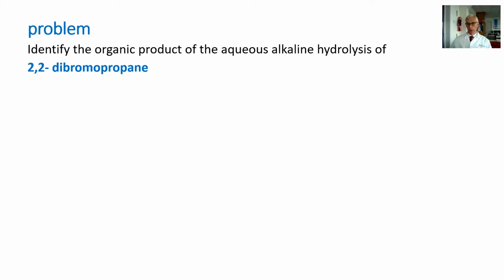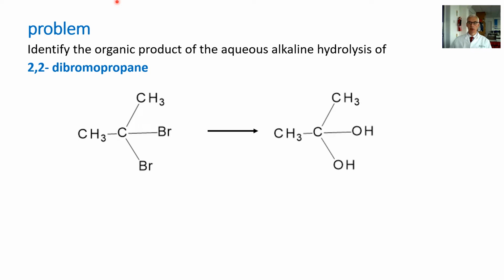So, I'd like to give you a problem. Identify the organic product of the aqueous alkaline hydrolysis of 2,2-dibromopropane. So identify the organic product. Pause, think it through, come up with your answer. So, here is 2,2-dibromopropane, and here, of course, would be the product. Both bromines are substituted for by a hydroxide ion.